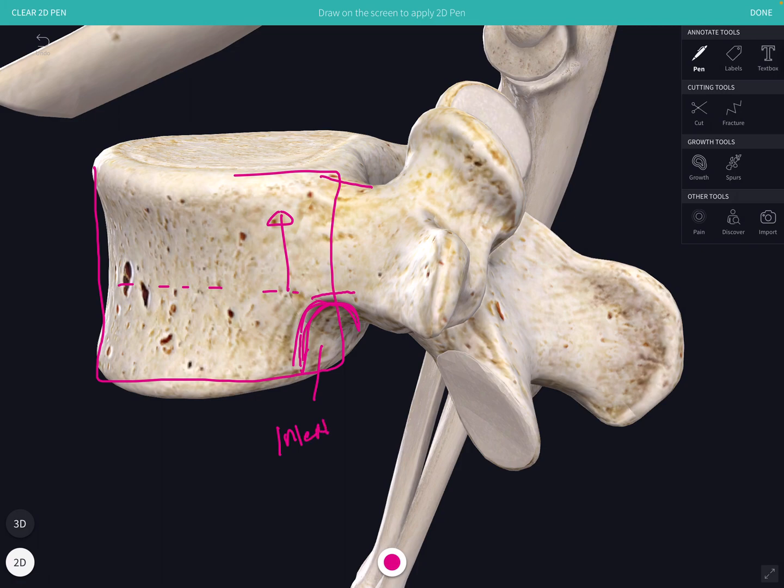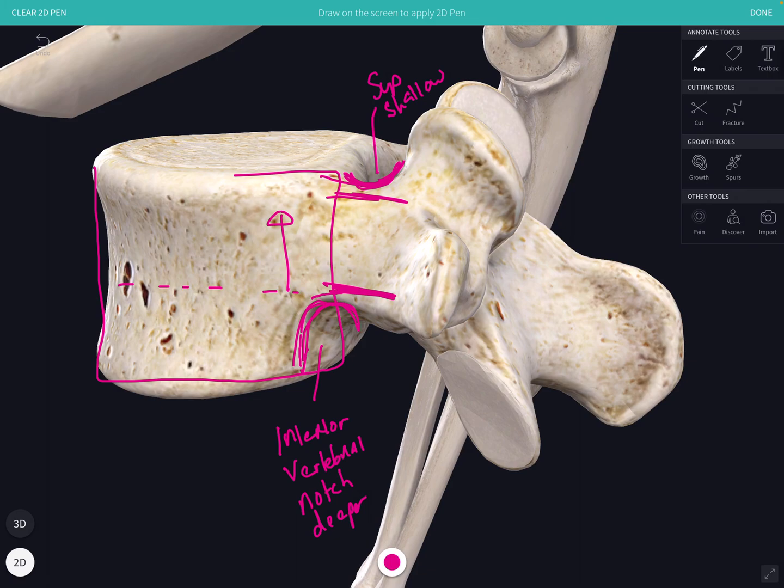So the inferior vertebral notch is much, much deeper than the superior vertebral notch. There it is, there's the superior one, and you can see it's much more shallow. And that's simply to do with where the pedicle arises from. It arises from the upper part of the body of the lumbar vertebra.